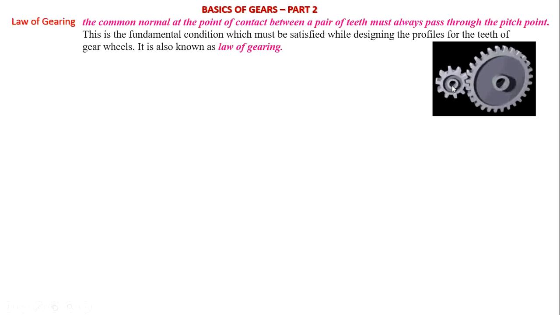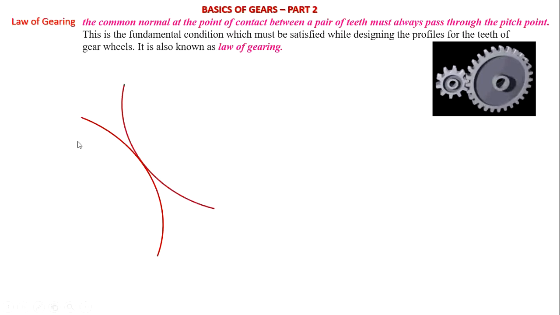Why is the law of gearing of utmost importance? Because without satisfying the law of gearing, we cannot produce the gearing action, and we cannot produce a certain uniform velocity ratio. So that is the importance of the law of gearing. How can we prove that? We'll go with a simple derivation with a simple sketch.